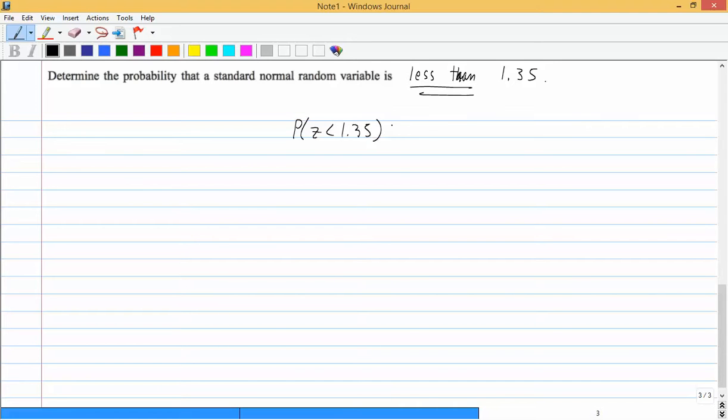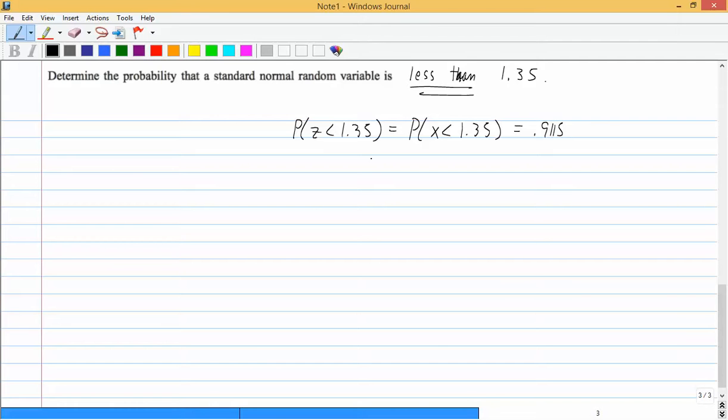All right, so that means the probability that z is less than 1.35, for what we're doing, that's actually the same thing as probability that x is less than 1.35. So if you see it written like that, it means the same thing in this section. And that's going to be equal to 0.9115.